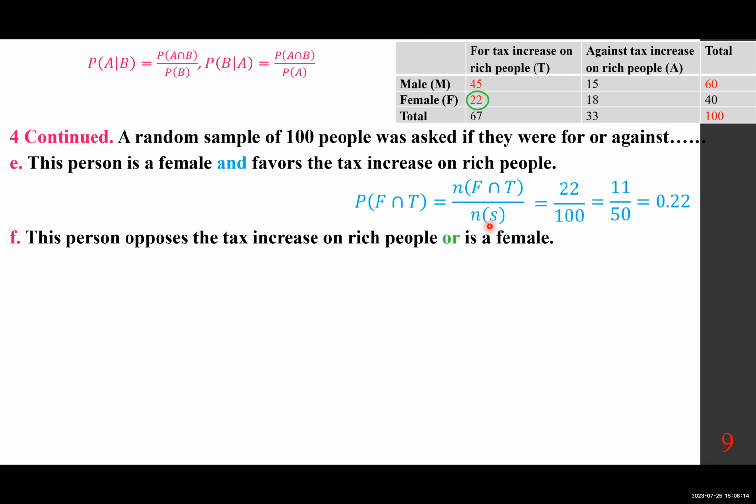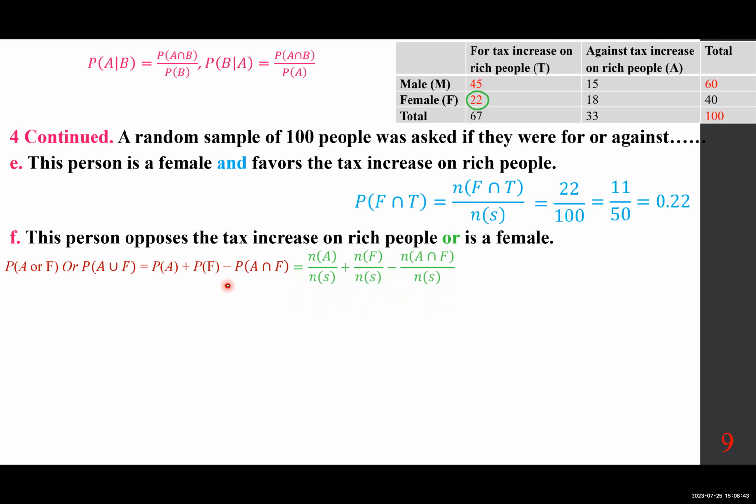This person opposes the tax increase on rich people or is a female. So let's write the or statement. Probability of A or F, or probability of A union F, is probability of A plus probability of F minus probability of A intersection F. It's important to understand that the or means addition in the concept of probability.